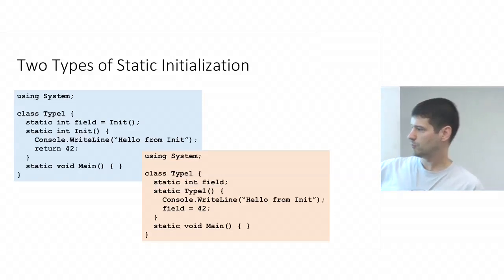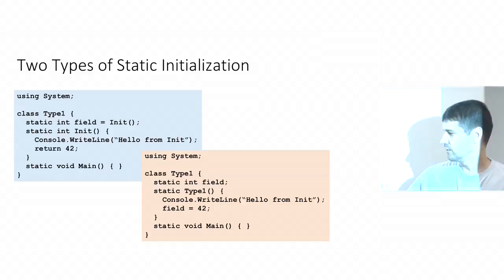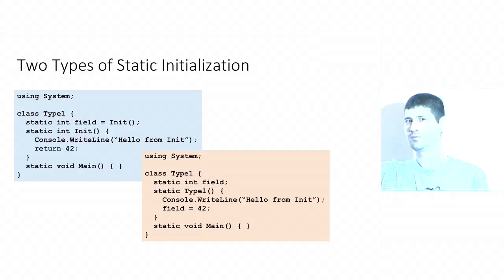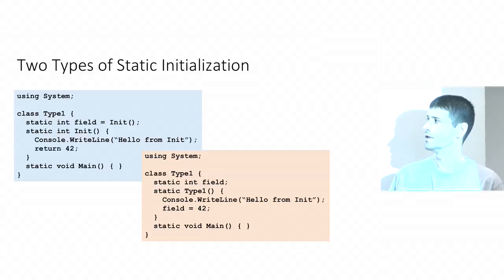So if you run both of these programs, both of which have an empty main method, then one of them, this one, will always print hello from init. This one, it's up to the implementation to decide whether or not to print anything in this case.